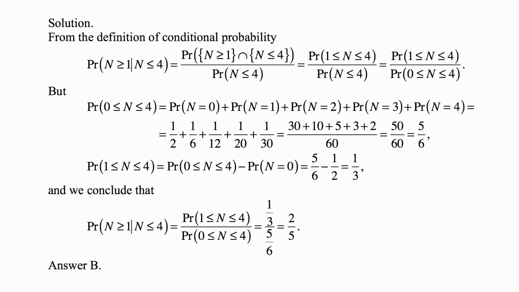The probability that N is between 1 and 4 inclusive at both ends is the probability that we just calculated minus the probability that N is 0, so it's 5/6 minus 1/2, or 1/3. The probability that the problem asks us to calculate is the ratio of the two, so 1/3 over 5/6, which is 2/5, and that's answer B.